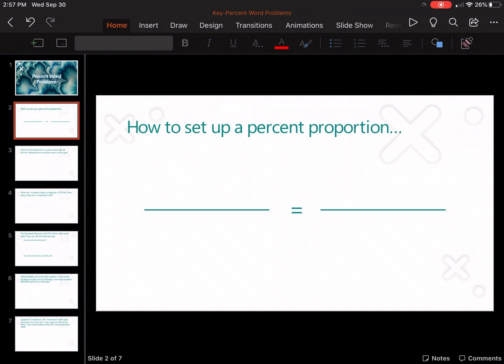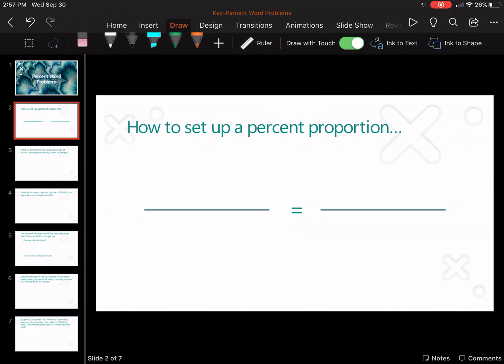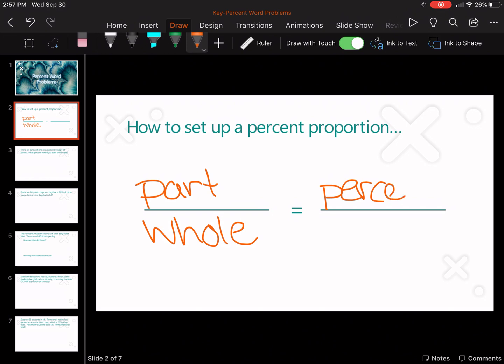When we set up these situations and problems, we are going to do the part over the whole. Think about it as the whole is like all of the water in your cup, and the part is the part missing, okay? Or think about it as the grade is the part out of the 100, that's the whole, okay? Or the pizza is the whole, and the portion that's out is the part, okay? And then you're going to put your percent over 100. Again, percent is always over 100.